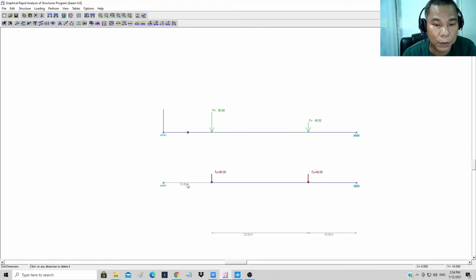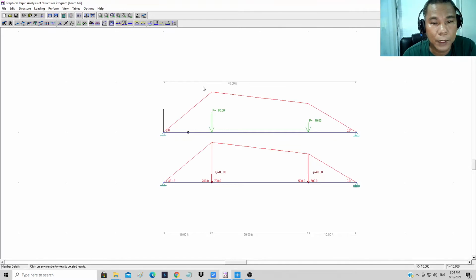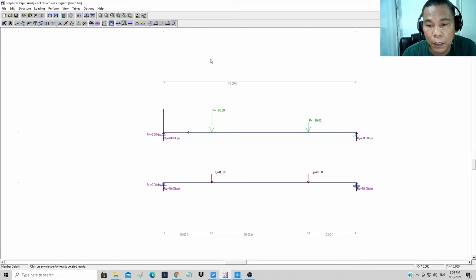Sorry for this one, we have to add at this portion. The total dimension of the beam is equal to 40 feet. So we can save again our work and do the analysis. As you can see, the reactions are the same, except that we have made 3 members of the beam. Imagine if we just cut at this portion, there is still a bending moment because we haven't released the moment here. But if you release it, the result would be different.